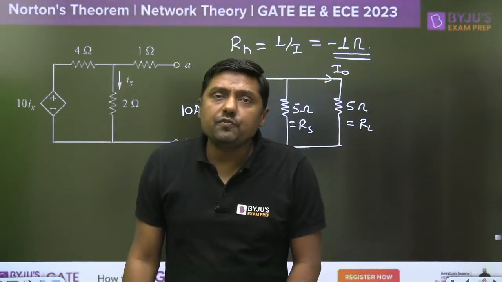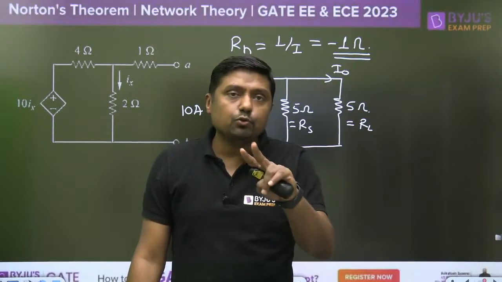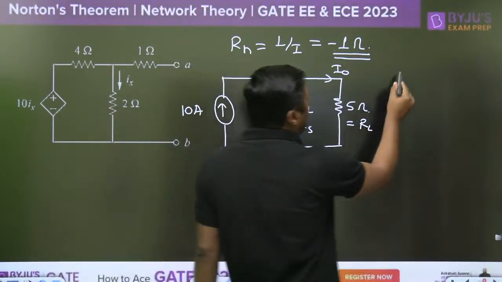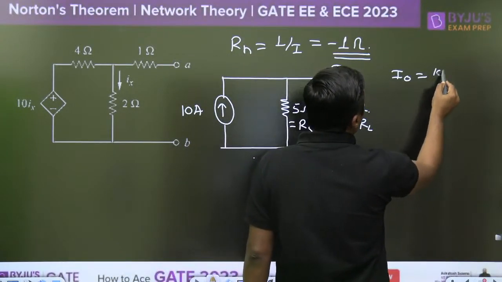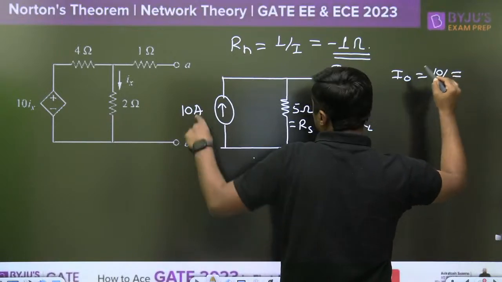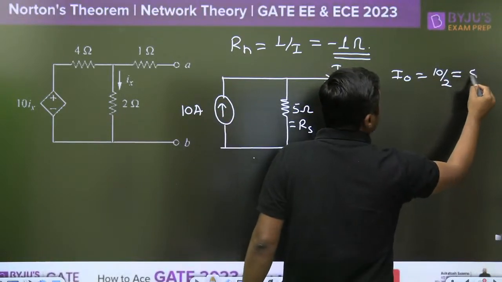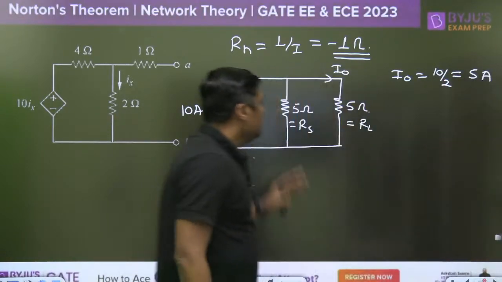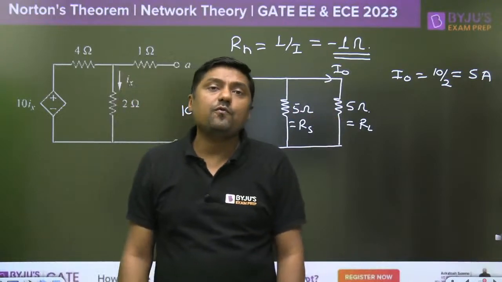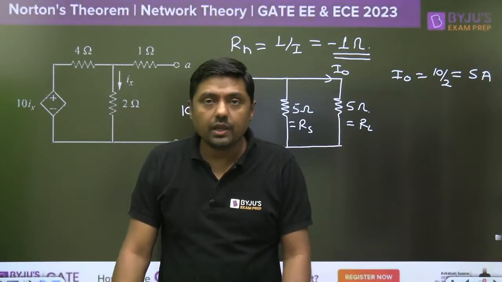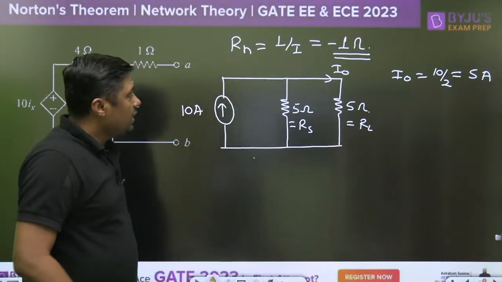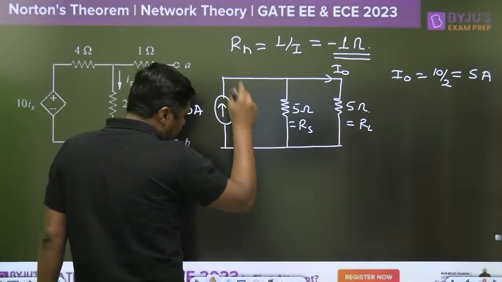According to the current division rule, the current will divide into 2 equal halves and the I naught will become 10 divided by 2, that is nothing but 5 ampere. Equally divided, and that will become 5 ampere, right? Okay. Now try to understand. If this value is negative, then what will happen?